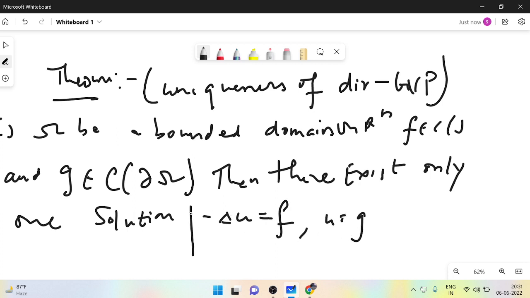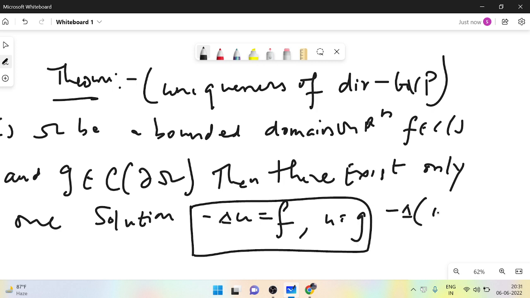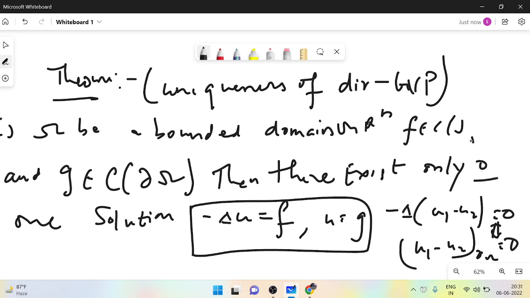The simple reason for that is the maximum value principle. You just subtract two solutions that satisfy this. So minus delta of u1 minus u2 should be 0, and u1 minus u2 on the boundary should be 0. Because the maximum value is attained on the boundary, 0 is the value of the solution. This implies u1 equals u2. So after solving this particular PDE, you get one solution.